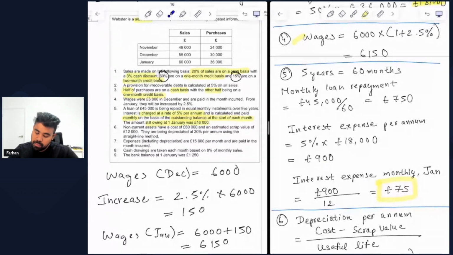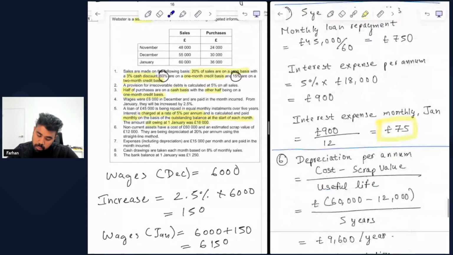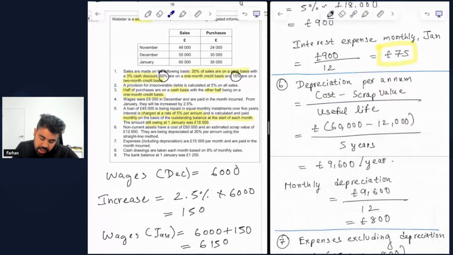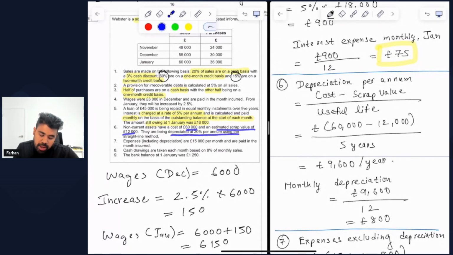Let's move to point number 6. So point number 6 says non-current assets have a cost of £60,000 and an estimated scrap value of £12,000. They are being depreciated at 20% per annum using the straight line method. So a lot of things are happening here.